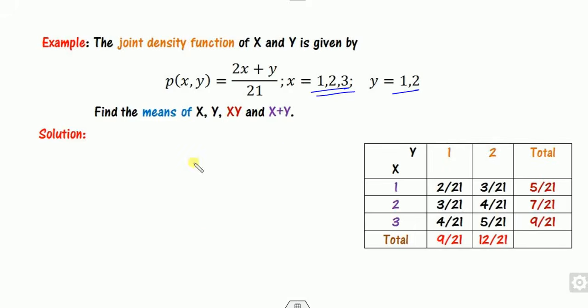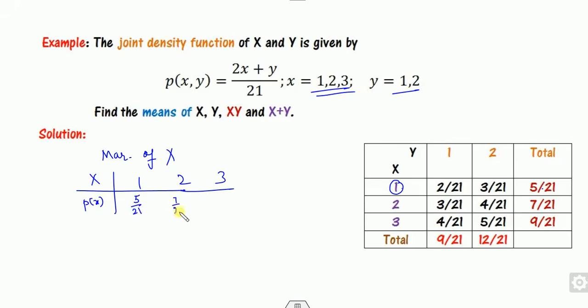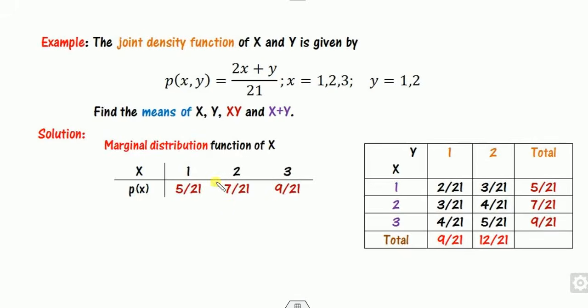Now how do you find the marginal of x? The values of x are 1, 2 and 3. So this is my x, and this is my p of x. You can find the totals. The total for x1 is 5 by 21, this is 7 by 21, and this is 9 by 21. So these are my marginals.